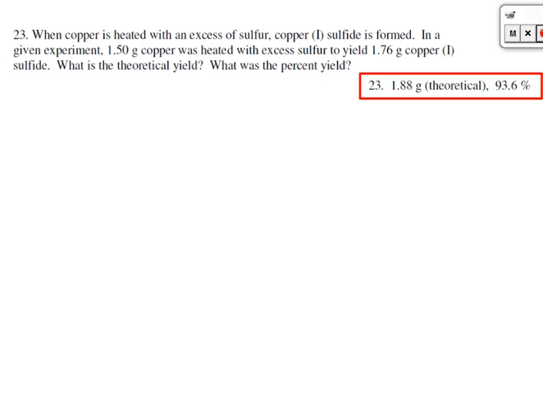Switch to red, that'll be fun. Copper is heated in excess sulfur to make copper 1 sulfide. That's what's being formed. Wait a minute, there's no equation being given. I'm going to have to figure out what the equation is before I even work with any of that stoich stuff. So you read the question and then you have to parse apart the equation. Let me do that for a second.